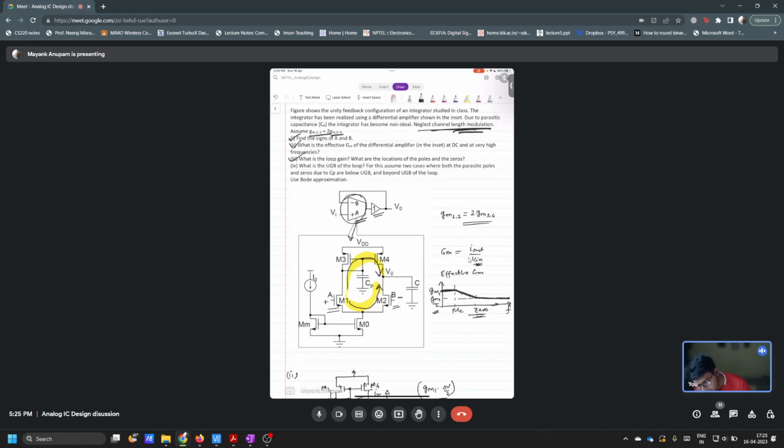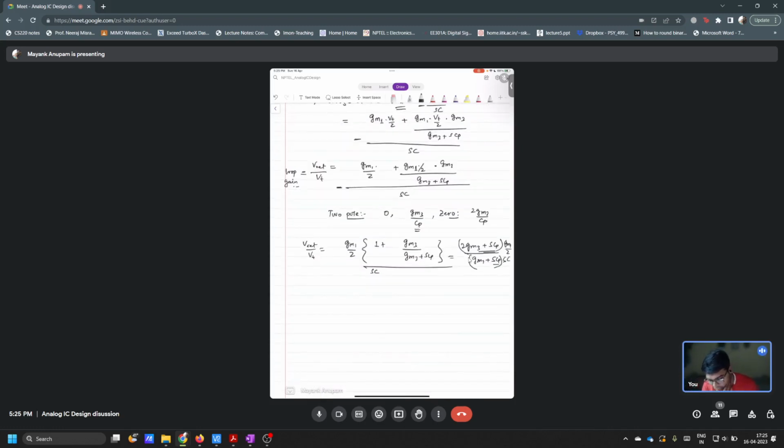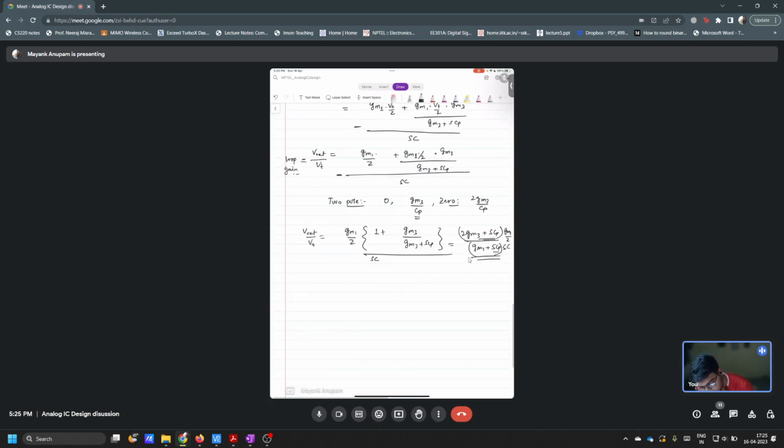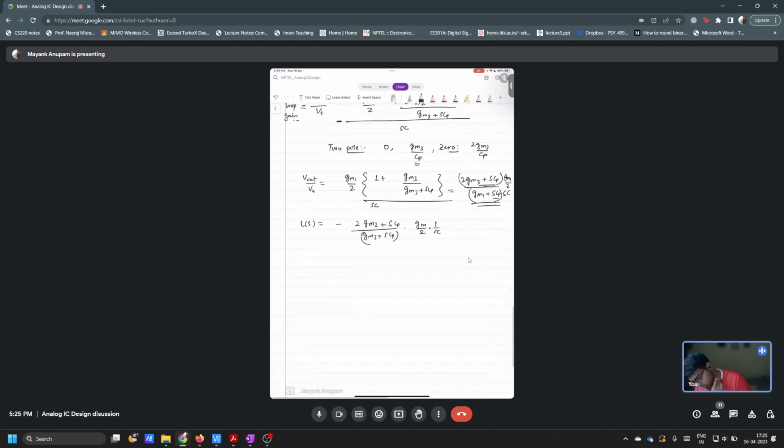Yeah. So what is the UGB of the loop? Tell me, what is the UGB of this particular loop gain expression? So this is the loop gain expression, right? L of S is minus 2 GM3 plus SCP divided by GM3 plus SCP, into GM by 2, into 1 over SC, right? So what is the UGB?